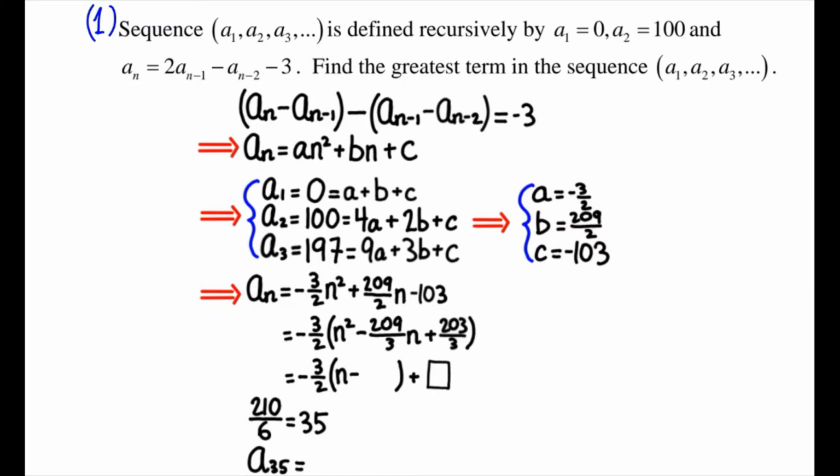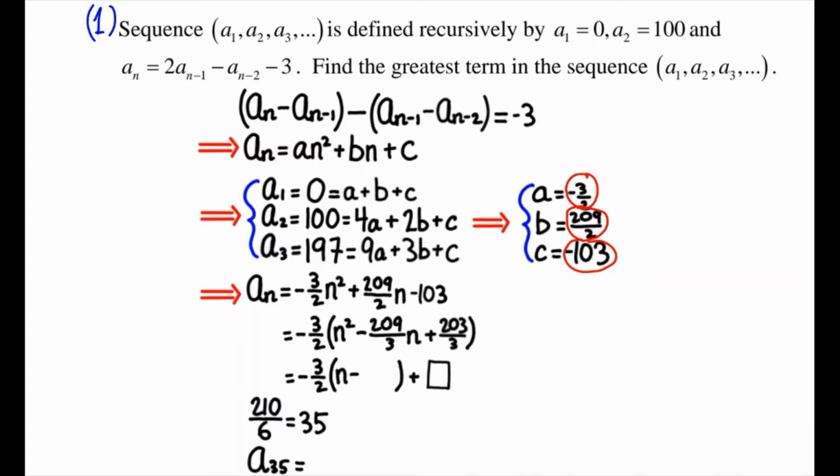Then we'll get two equations for three variables. But we need three equations to solve for three variables. So now we can just find the value of A3 just by plugging into this over here. Since A3 is equal to 197, we can put that in. And we'll end up with these three equations. So we can solve this to make it so that a is equal to minus 3 divided by 2, b is equal to 209 divided by 2, and c is equal to minus 103.